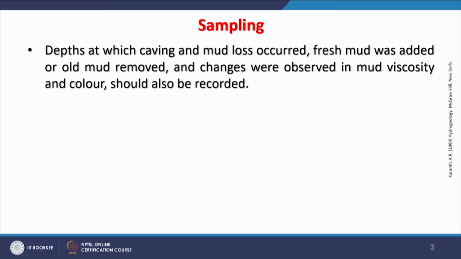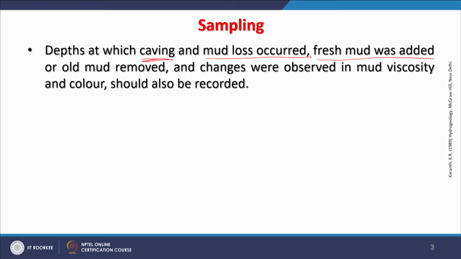The depth at which caving is a serious issue, and where mud loss occurred, has to be recorded. How much mud is being put, at what rate it is being put, and whether it is not coming back properly after the lag time, in which case there must be some loss, and this mud loss might be because of caving. Whether mud was added or old mud removed also matters, because the same mud cannot be used for the entire operation. Sometimes when the mud, bentonite, becomes unusable, it is changed and a new mud is brought, but the viscosity of the mud should be maintained, otherwise you would get a completely different result.